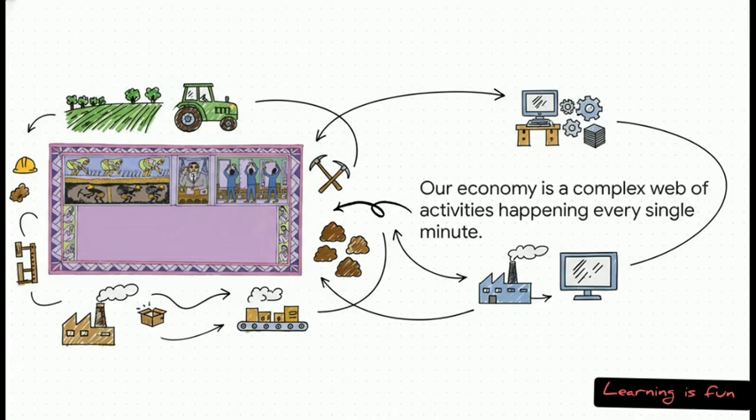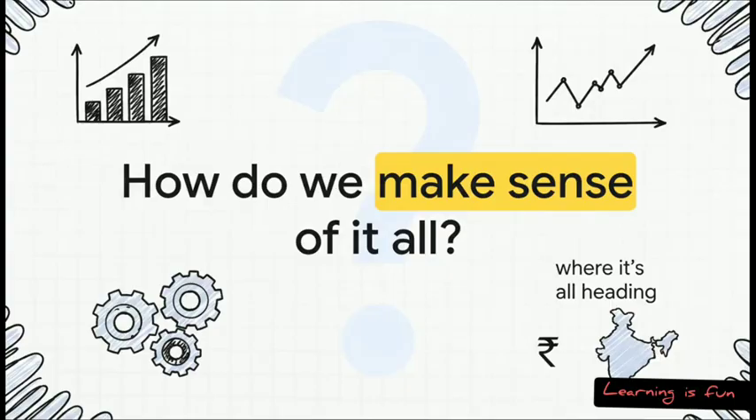You've got people pulling raw materials out of the earth, other people turning those materials into actual products, and then a whole other group of people in offices and shops supporting the entire system. And it's all happening at the same time every single minute of every day. So how in the world do you even begin to make sense of that much chaos? How do you measure it, or track it, or figure out where it's all going?